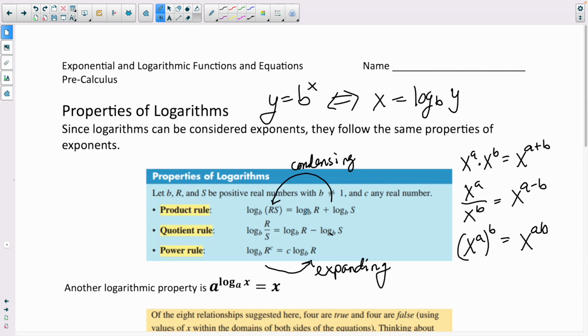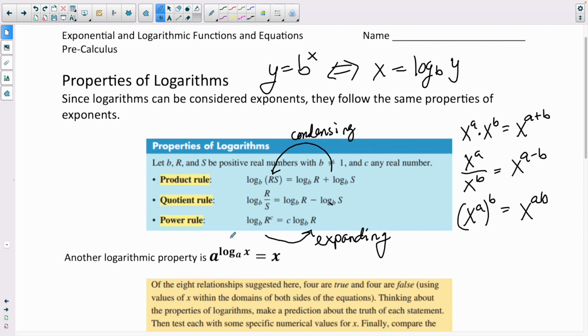All right, so again, log base b of r to the c is equal to c log base b of r. So another property, we already saw in the last video that if you had log base b of b to the a, you get a because they're inverses of each other. The same is true here. a to the log base a of x is just equal to x. Again, because they're inverses of each other, we get the same result.